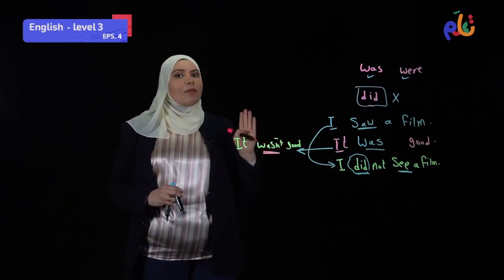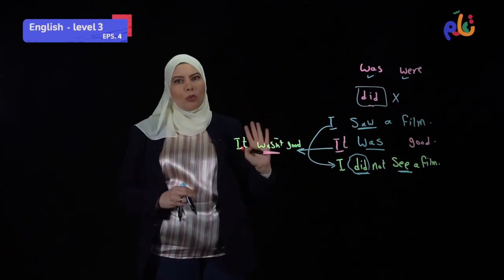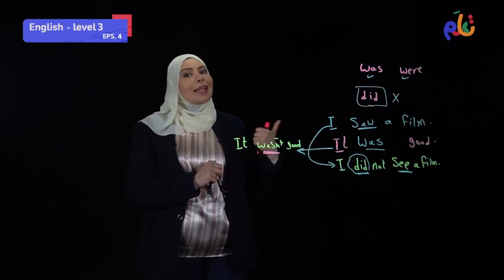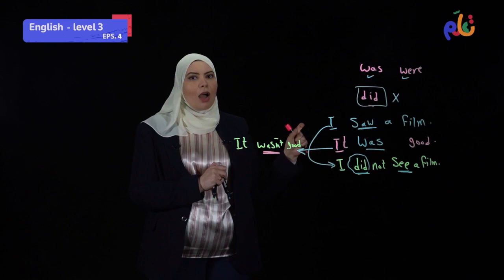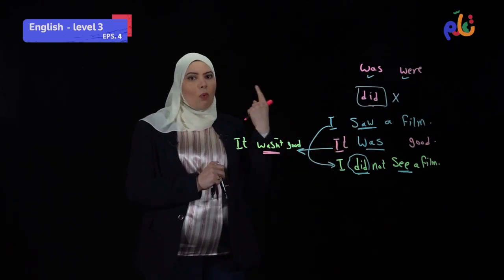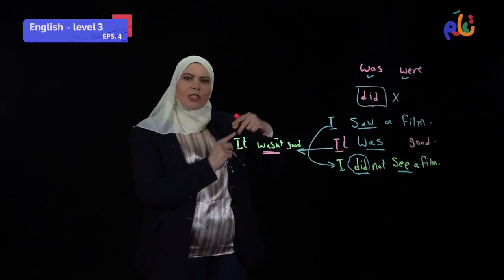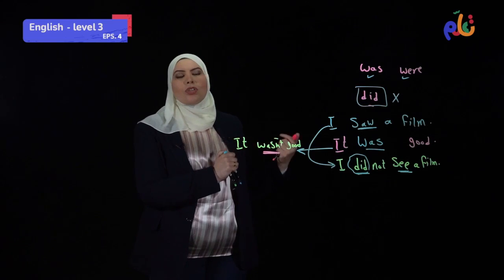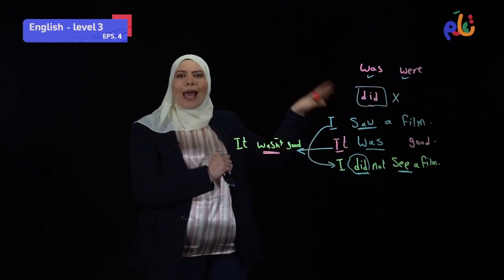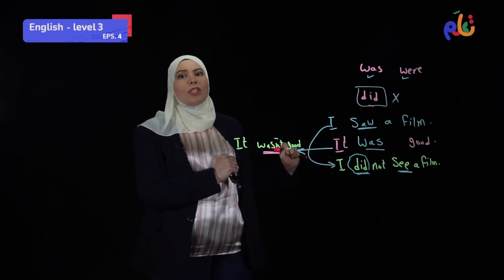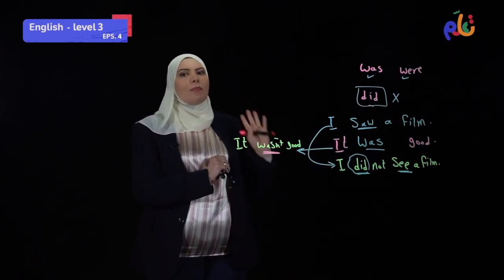ما عدا verb to be على طول هيبقى لوحده. Verb to be, it doesn't need any other verb. فأنا كده في sentence ما ينفعش أقول I was see. It doesn't work because was comes alone with adjectives, jobs, numbers, nouns. So was like last year I was in Alex.